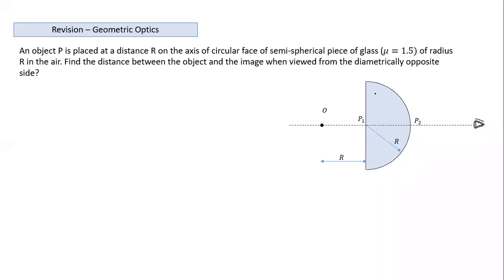Mu is given as 1.5. Mu is 1.5 here, and the object is placed at distance r like this. Find the distance between the object and the image when viewed from the diametrically opposite point.